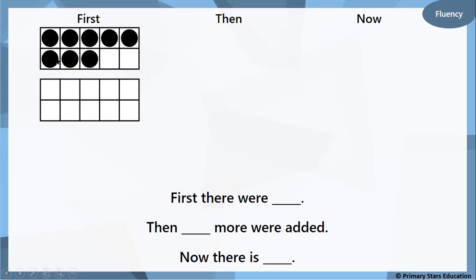1, 2, 3, 4, 5, 6. How many circles? How many circles are there altogether? Write down that number. 1, 2, 3, 4, 5, 6, 7, 8. Well done if you got the answer 8. Let's just check them. You ready? Count with me. 1, 2, 3, 4, 5, 6, 7, 8.